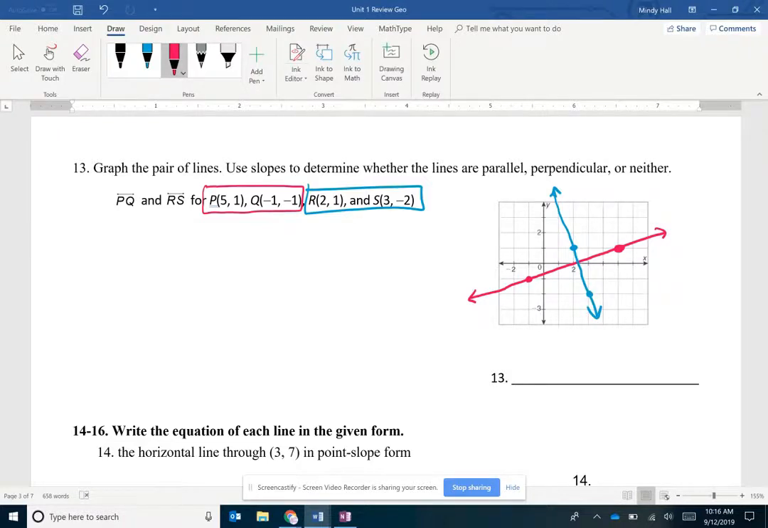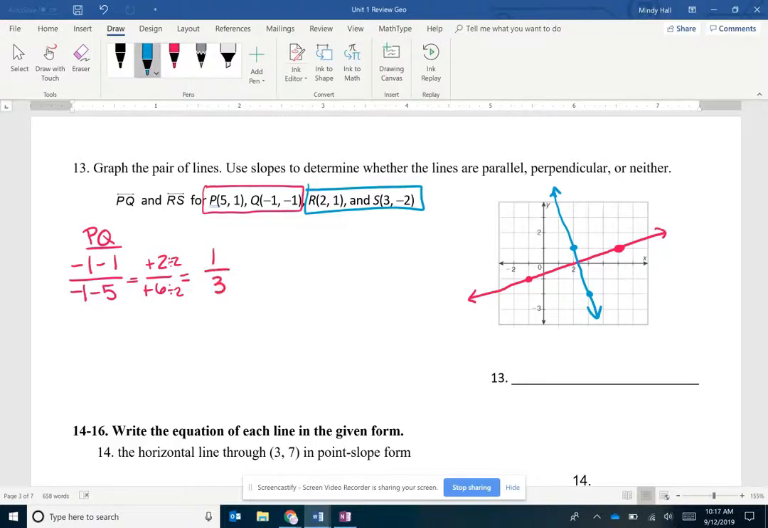So you have to do the slope formula to check. So PQ is going to be negative 1 minus 1 divided by negative 1 minus 5. Okay, so negative 1 minus 1 is negative 2, and negative 1 minus 5 is negative 6. Because both of these are negative, they can now both be positive. And then we divide the top and the bottom by 2. So that gives me 1 over 3.